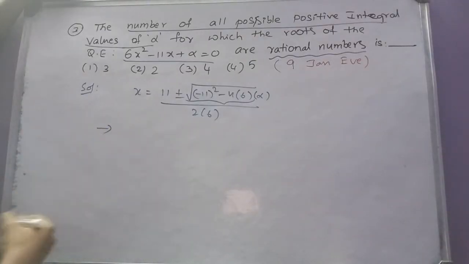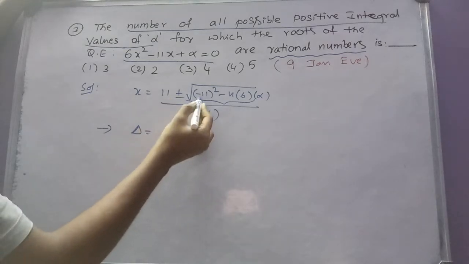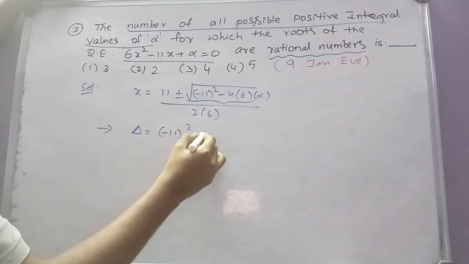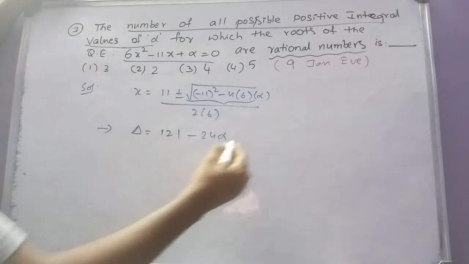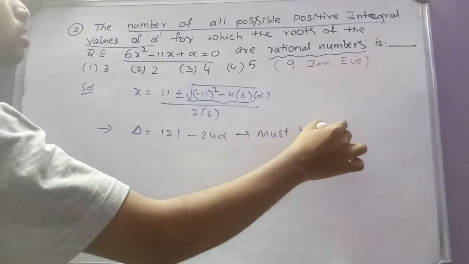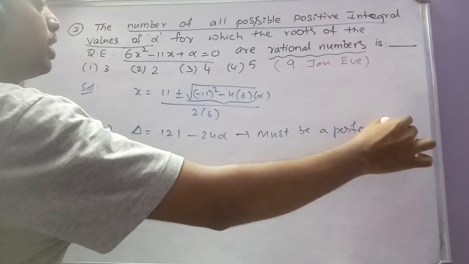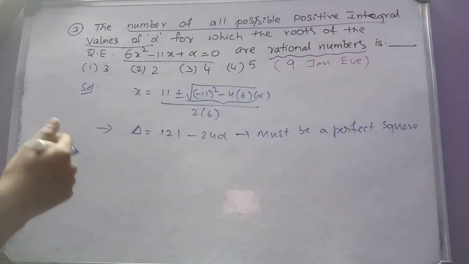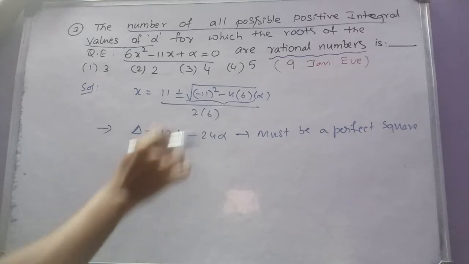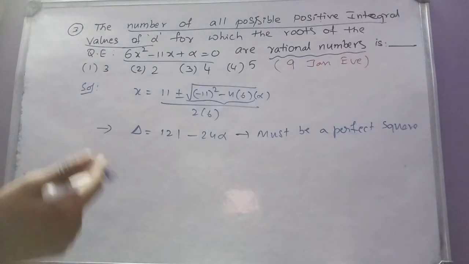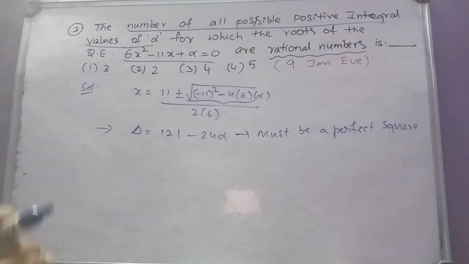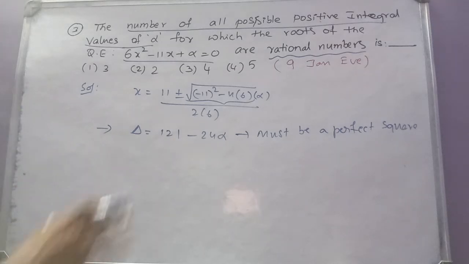So which means, dear students, delta is equal to minus 11 square minus 4 times 6 times 24 alpha. Minus 11 square is nothing but 121. So this discriminant must be a perfect square. To check whether they are perfect squares or not, I can take any value for alpha. But he told very clearly the number of all possible positive integral values of alpha. Positive integral values means he is clearly asking to take only natural numbers for alpha. Check with only natural numbers for alpha. Let us do that. Let us go with trial and error. Take all the possible natural numbers, substitute and check.